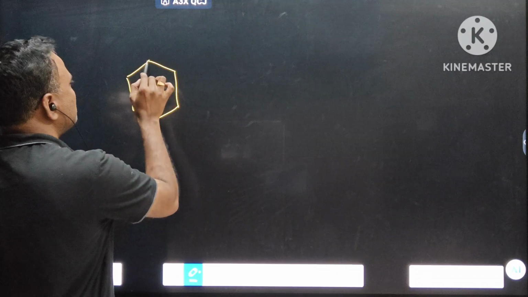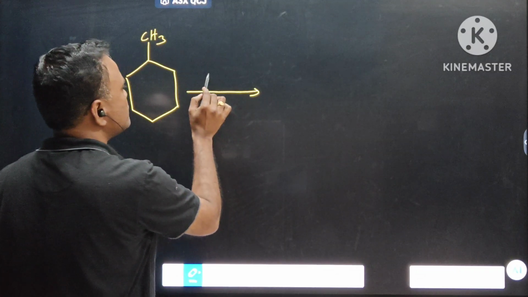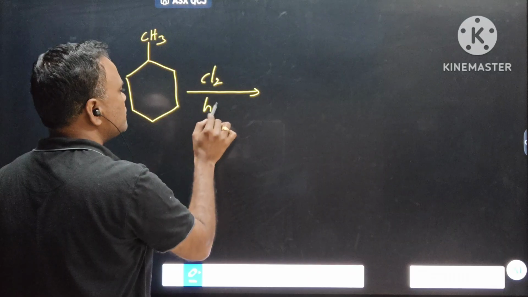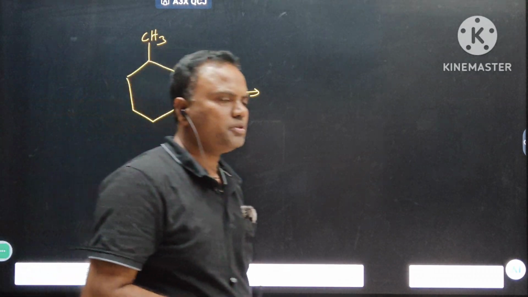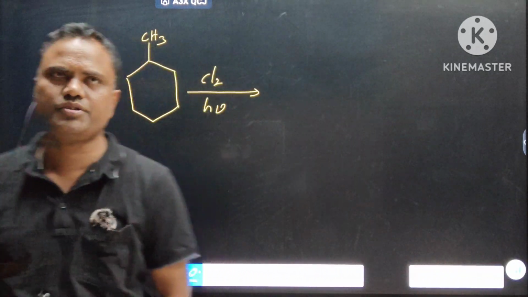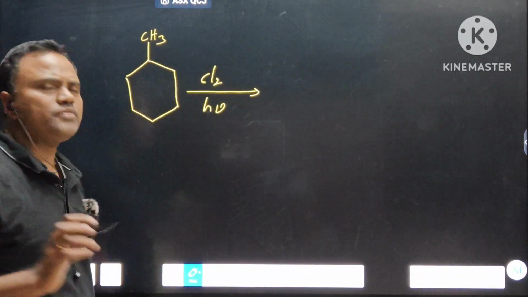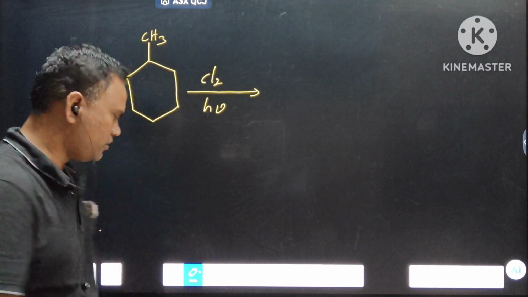Methyl cyclohexane upon monohalogenation produces how many alkyl halides? First of all, we have to see how many different hydrogens we have.